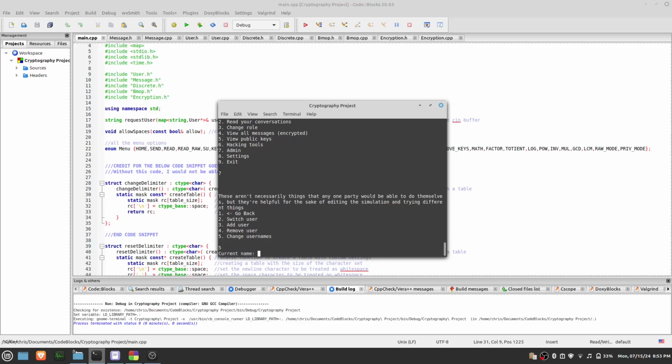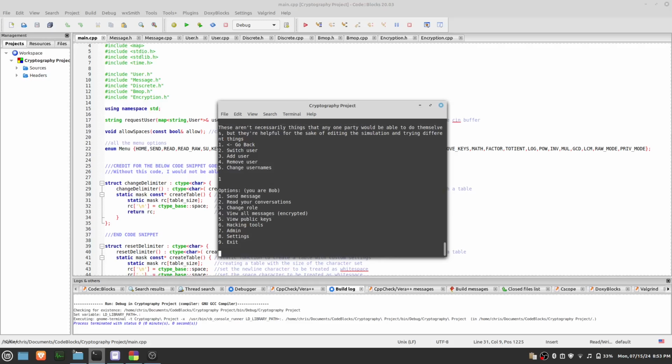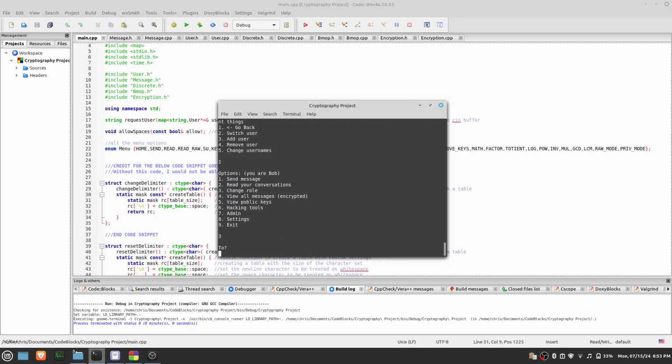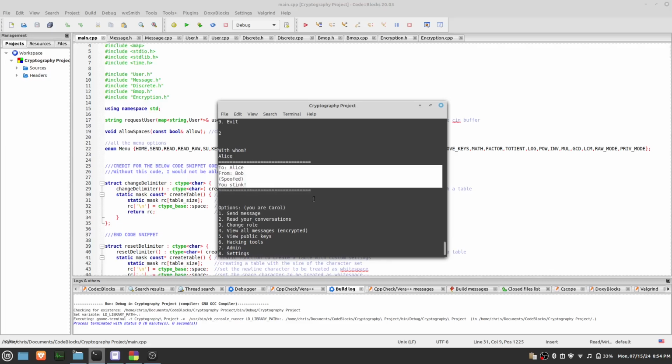So, for instance, let's say Charlie. What if we want to change Charlie to Carol? We go back and we can change roles to Carol. I am Carol. And we can view conversations with Alice. It says right here we sent a message to Alice pretending to be Bob, and it says that it was spoofed, which we know because we were the ones who spoofed it.